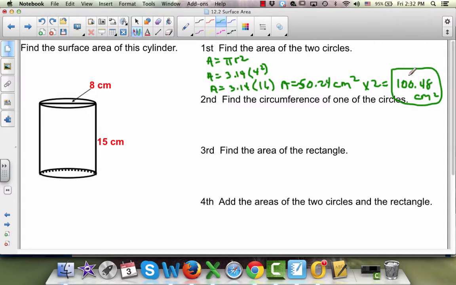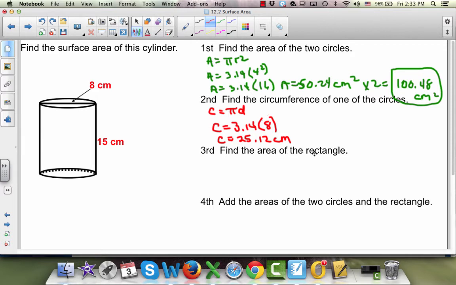The second thing you do is find the circumference of one of the circles. So pause the video, find the circumference of one of the circles, and then get back with me. Alright, so the circumference is equal to pi d. So that will be circumference equals 3.14 times 8, which gives us 25.12 centimeters. So we found the circumference of one of the circles. Did you get 25.12? Okay.